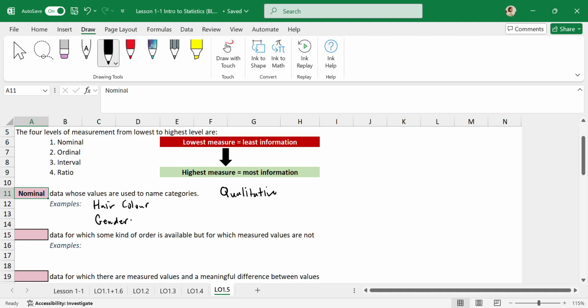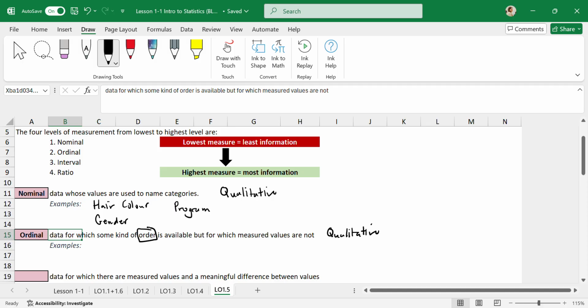Another one would even be your program. It doesn't matter which program you put first, if you put them alphabetically or reverse alphabetical, just as long as you list them all. Related to this is ordinal. It's one level higher because, again, it's qualitative data. You put the variable into categories based on the qualities, but for ordinal, order matters. So that's the one difference. Nominal is just used to name categories, but for ordinal, order matters.